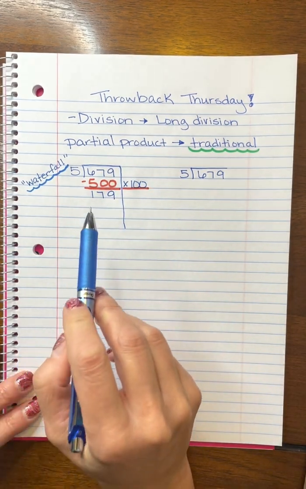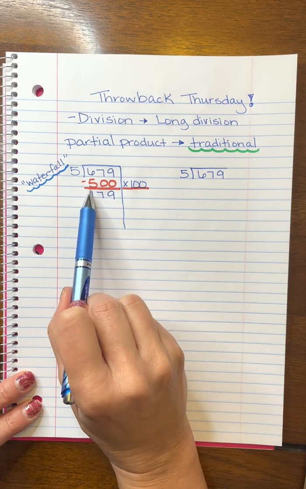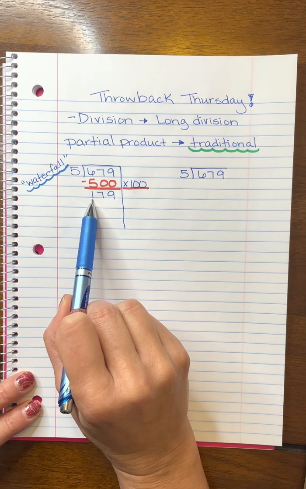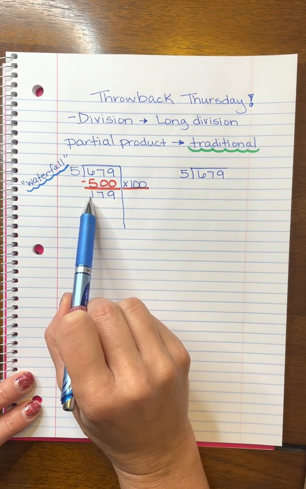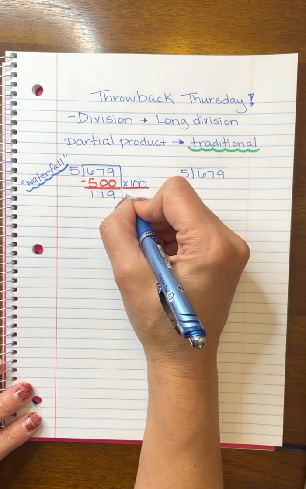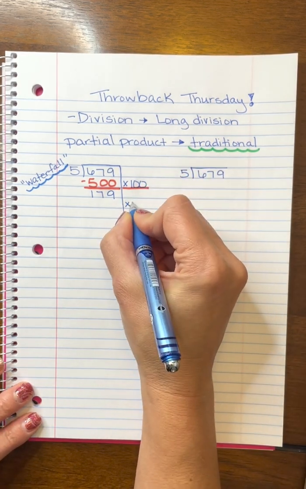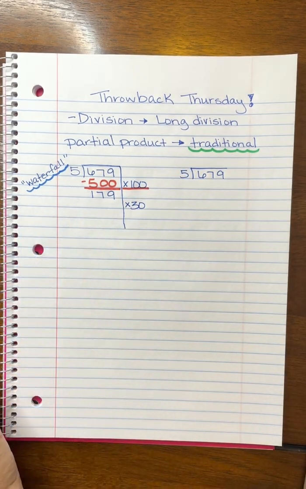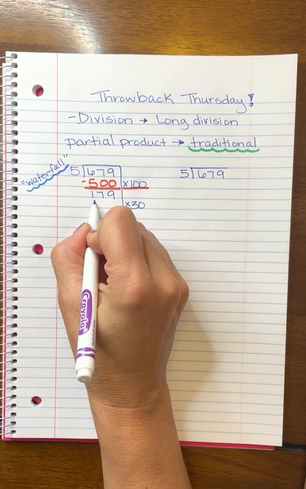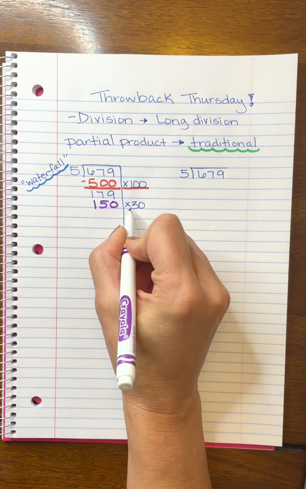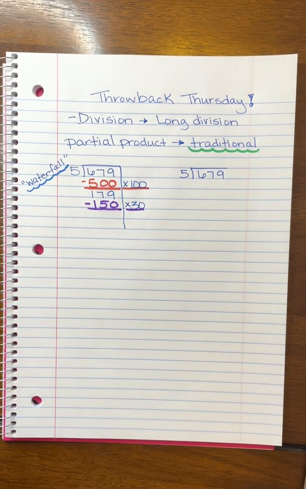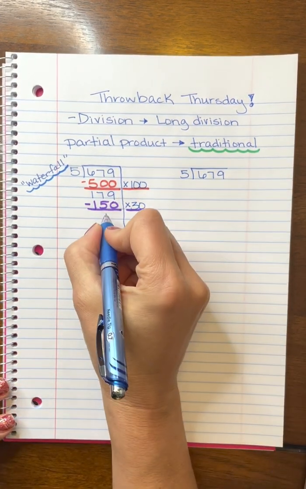Now, when I look at this, I'm going to say, oh, 179. Well, I know I could probably get to 150 because I know 5 times 3 is 15. So why don't I try and multiply by 30? Because 5 times 30 would give me 150. So let's try 150 and see what I get now. If I subtract, that gives me 29.